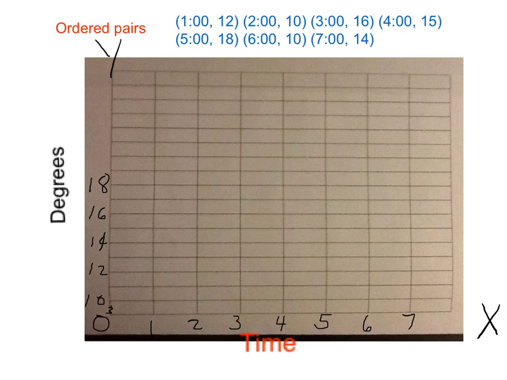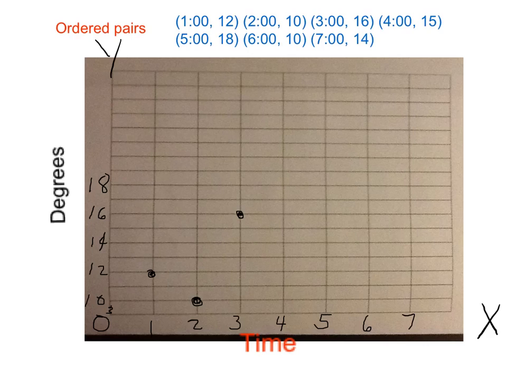So our first ordered pair is 1 a.m. and 12 degrees. So I go over to the 1 a.m. and up to the 12, and I put that point. My next one is 2 a.m. and 10 degrees. So I plot that point. My next one, 3 a.m. and 16 degrees, over to 3, up to 16, just like our elevator.